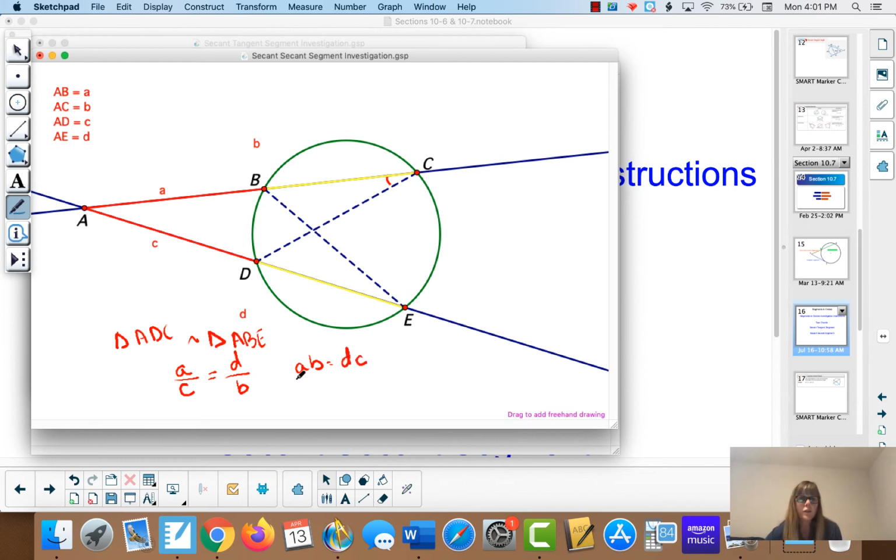Again, using those terms, A is the outside of that top secant segment, and B is the whole thing. And D, or C, is the outside, and D is the whole thing. So we get whole times the outside equals the whole times the outside.